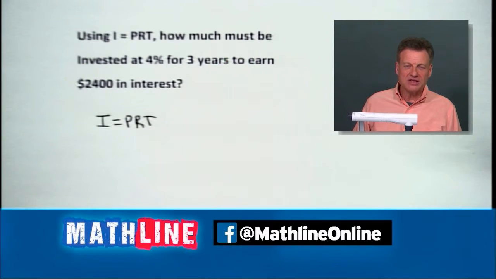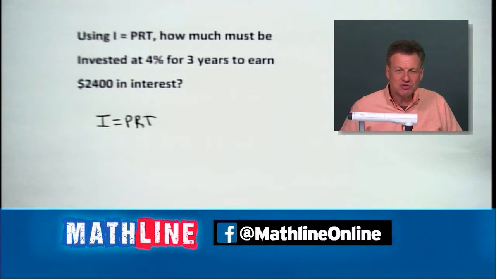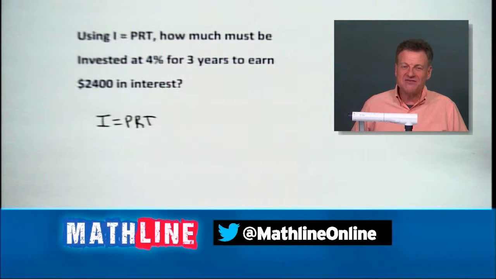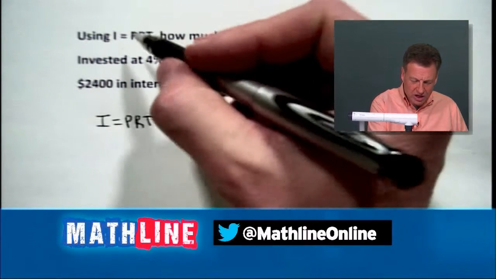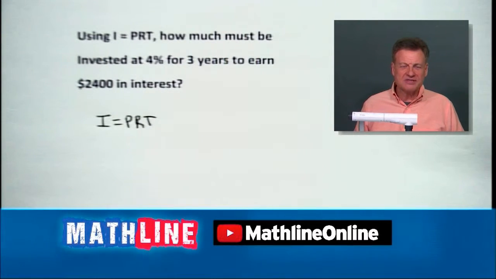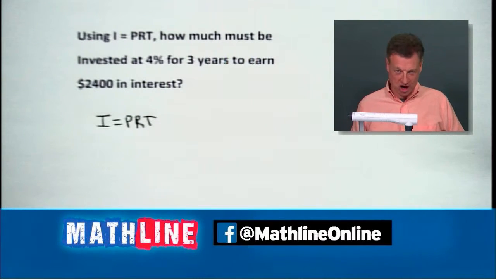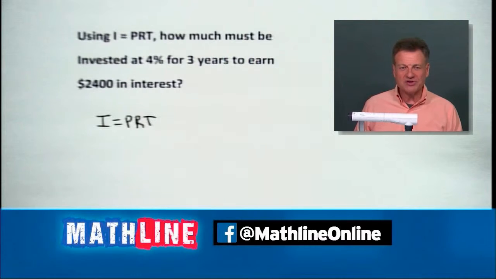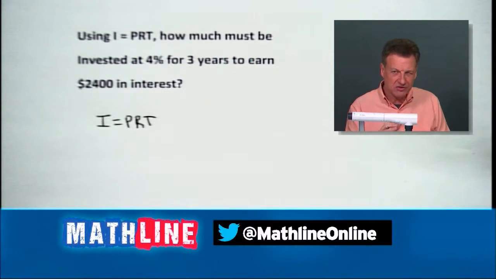Let's read this problem. I equals PRT, we got that. How much must be invested? We are missing P, missing the principal. Some of you are going, well, Ernie, that means we have to work a little harder, doesn't it? That means we have to work a little harder, exactly. 4%, we got that. 3, got that. So let's substitute. Let's go with what we got.